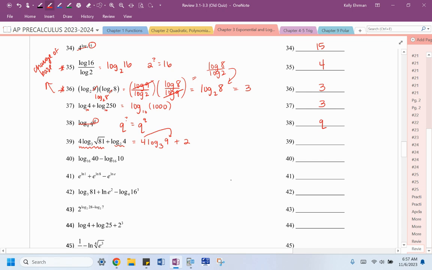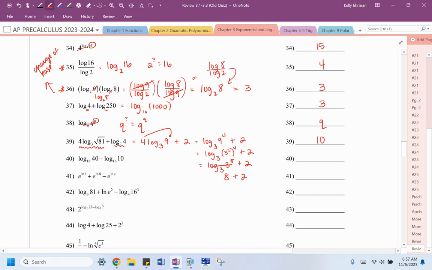Do I actually need to calculate 9 to the 4th? No. Because remember, our goal is just to figure out what is the exponent on 3. So rewrite 9. 9 is 3 squared. So you're raising 3 squared. You're raising a power to a power. So we multiply those exponents. Log base 3 of 3 to the 8th plus 2. Now I can see that that's just 8 plus 2. So 39 is 10.